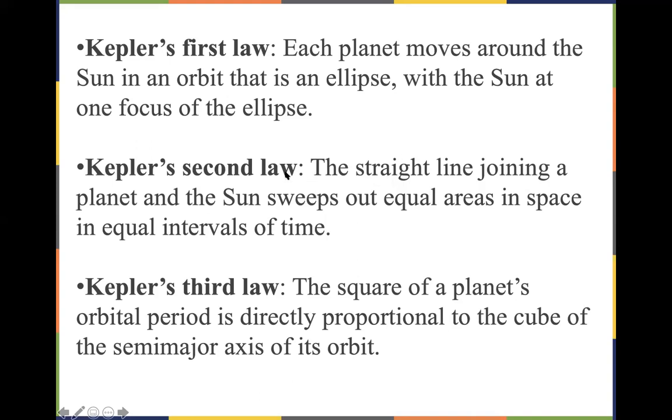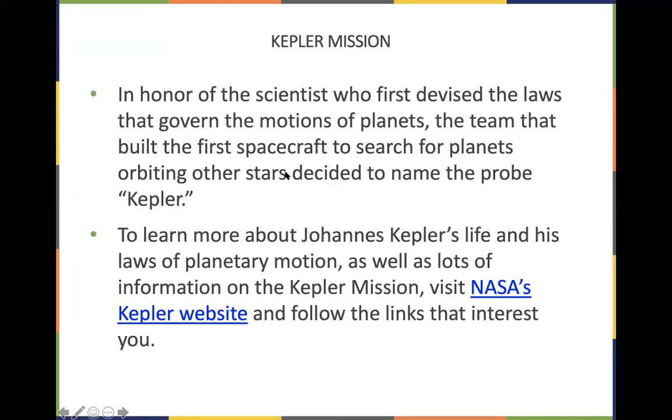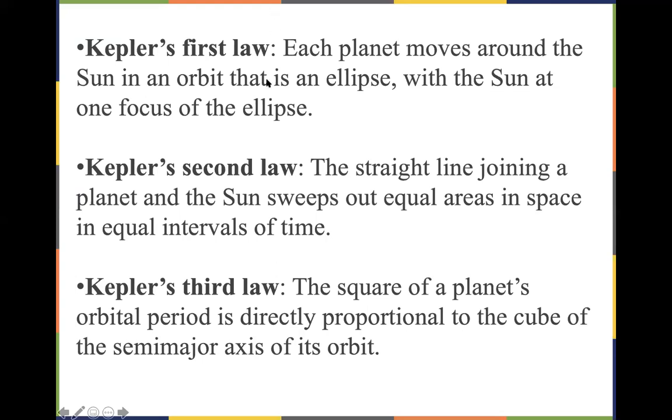Right, so let's continue. Kepler's second law, as I stated, is that the straight line joining a planet and the sun sweeps out equal areas in equal intervals of time. And the third law, if I state it in words, is that the square of the planet's orbital period is directly proportional to the cube of the semi-major axis of its orbit. That is the third law.